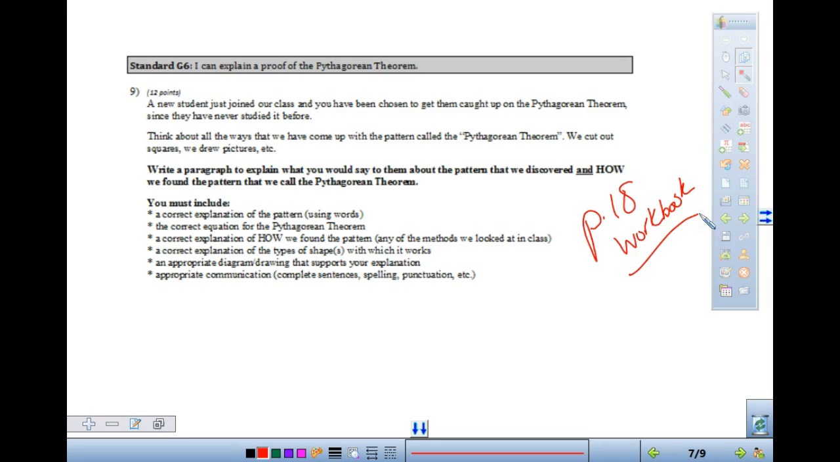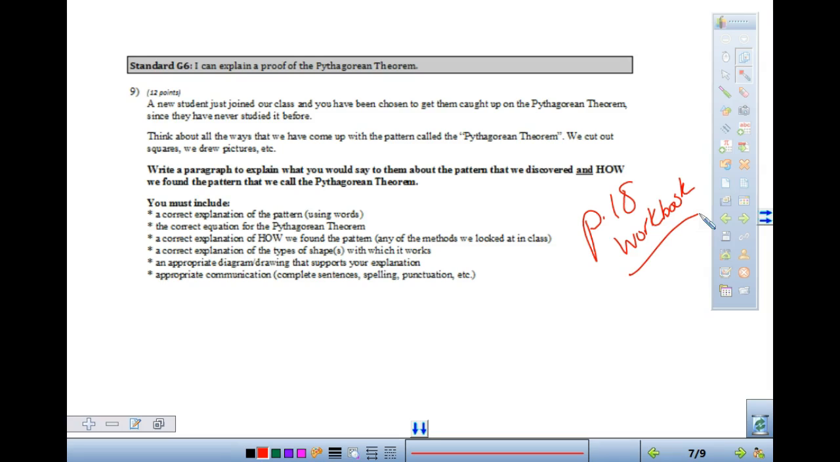It says, write a paragraph explaining what you would say about the pattern you've discovered and how we found that pattern that we call the Pythagorean theorem. So I had someone say, I know this is just a squared plus b squared equals c squared. I had someone do that the very first day we started doing this. I had one of my students say to me, Ms. Thompson, I don't need to know how to do this. I just know that this is it. And that's great, and we are still using that, but I want you to tell me the pattern. Use it in words. Make sure you explain the exact correct equation. You're going to have to write a paragraph on this.